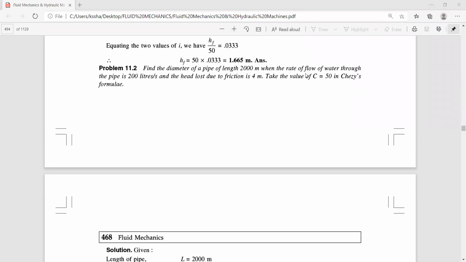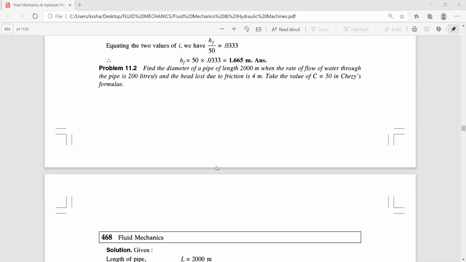So when the rate of flow of water through the pipe is 200 liters per second, 200 liters per second is nothing but discharge Q, and the head loss due to friction is 4 meter. HF is given by 4 meter. Take the value of C as 50, C is constant. Okay, so we will note down the things which are given to you.